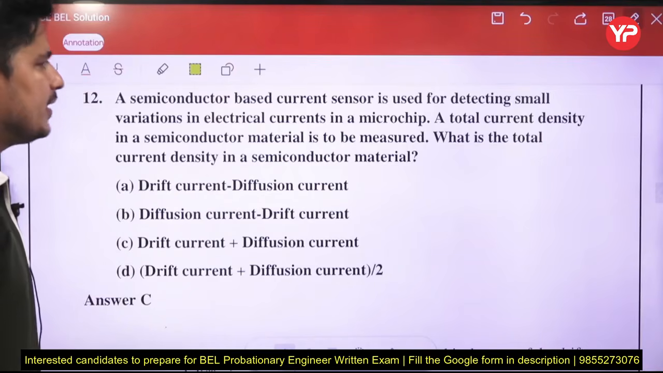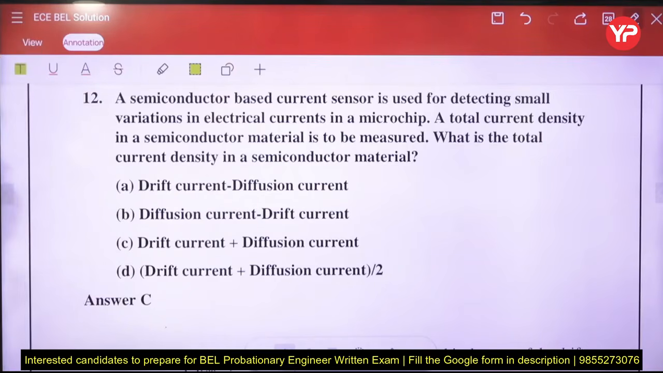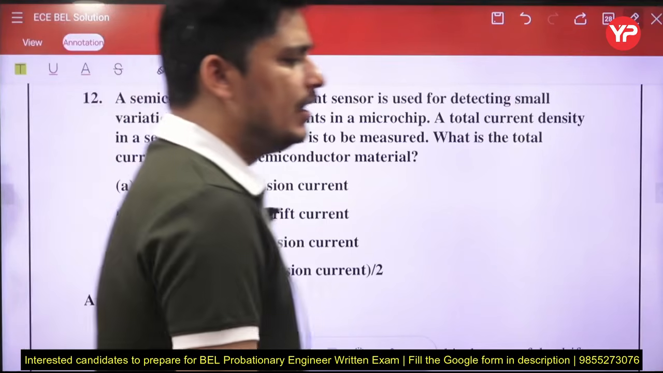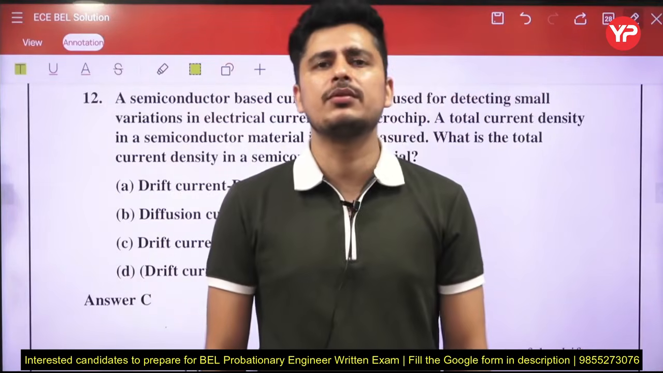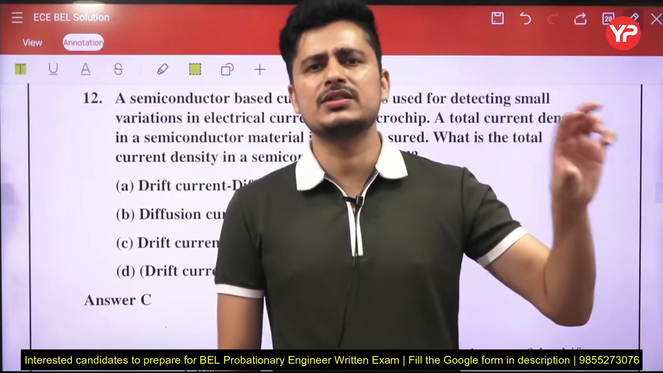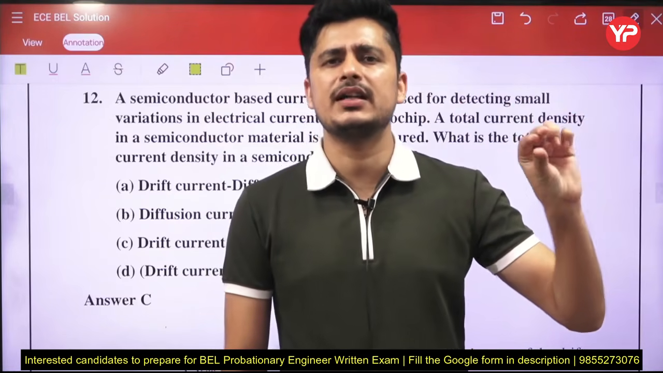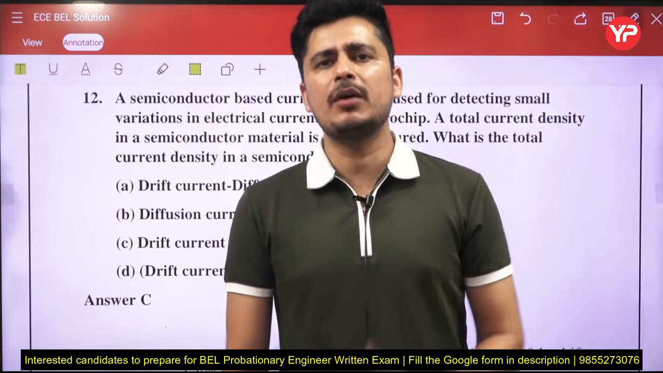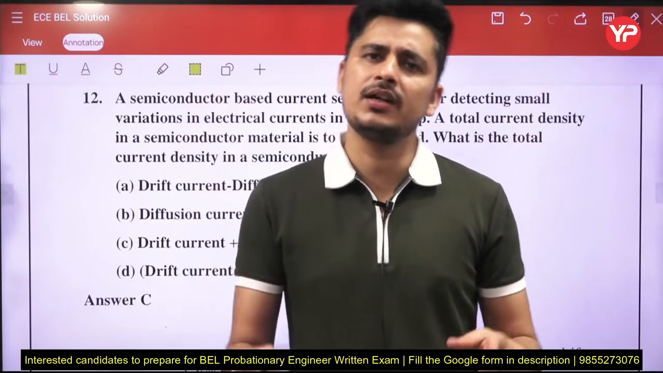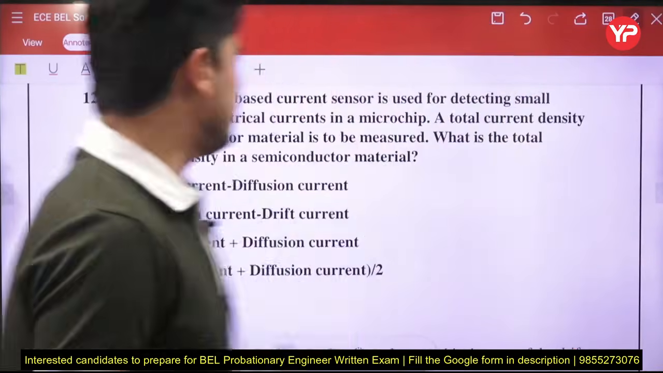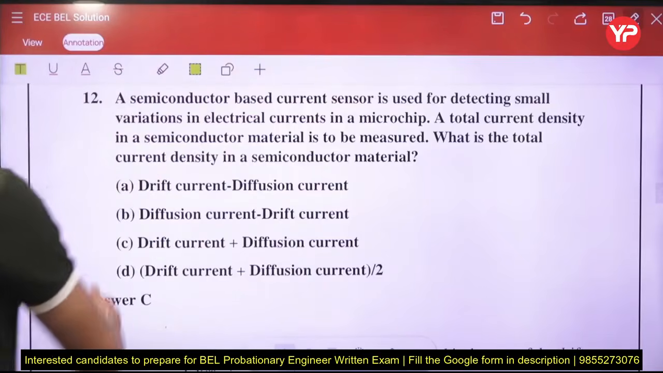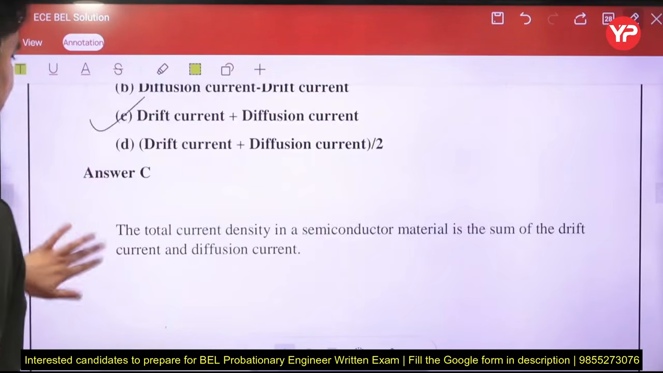A semiconductor based current sensor is used to detect a small variation in electrical current in microchips, right? A total current density in semiconductor material is to be measured. What is the total current density in the semiconductor material? Inside a semiconductor there are two types of current. Inside metals or conductors there is only one type of current, that is drift current. If we talk about the semiconductor, there are two types of current, diffusion current as well as drift current. So what will be the answer? Diffusion plus drift current, right?